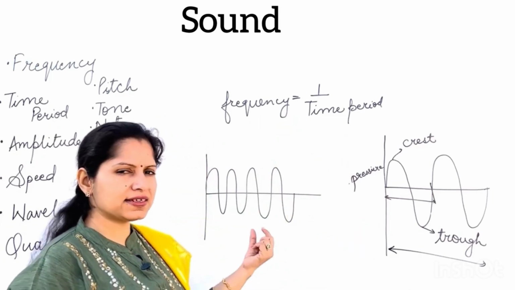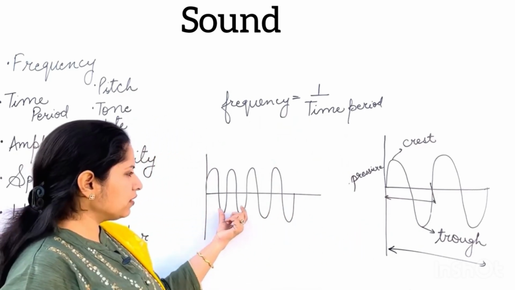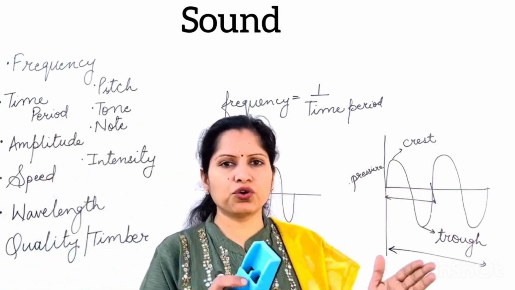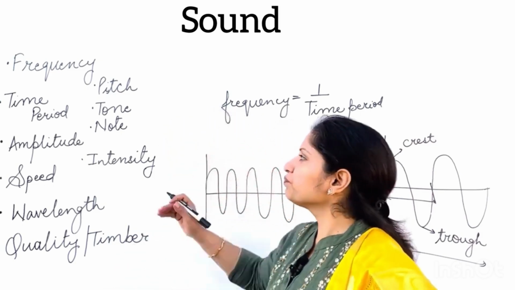Okay, the higher the frequency, the less time will be taken for a particular wave. Here the frequency is high, so each wave will take very little time. Okay, so that is time period, the time for one complete compression and rarefaction. That is known as time period.